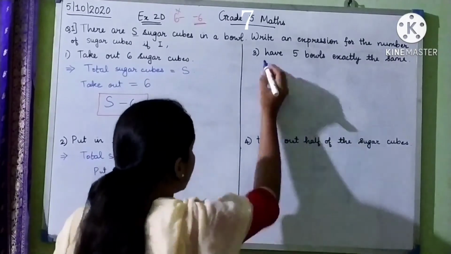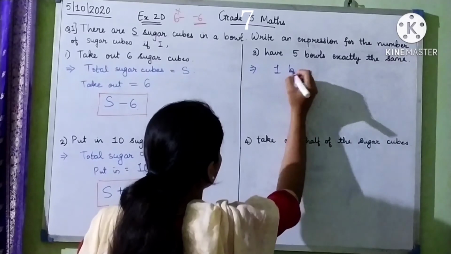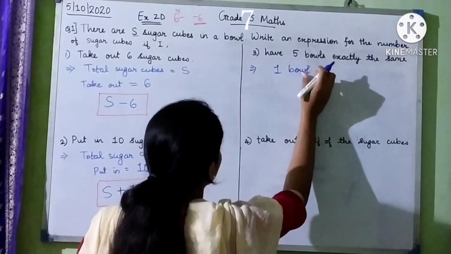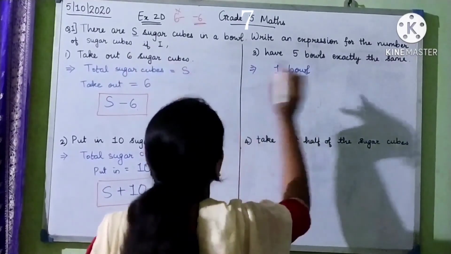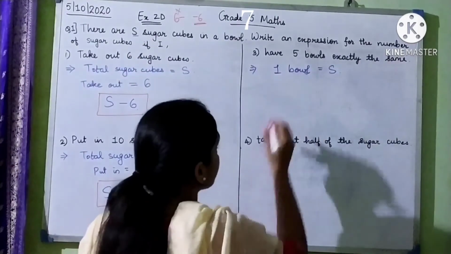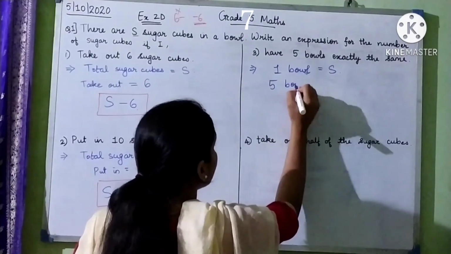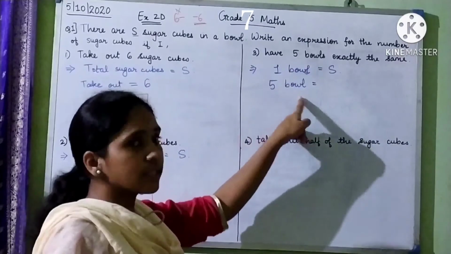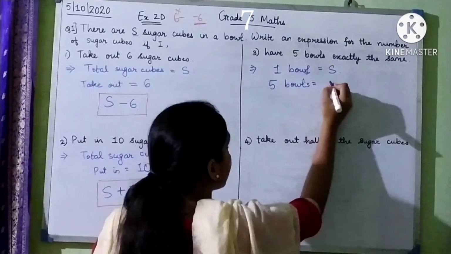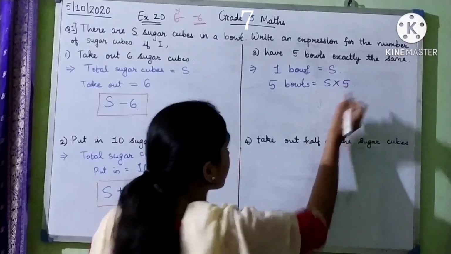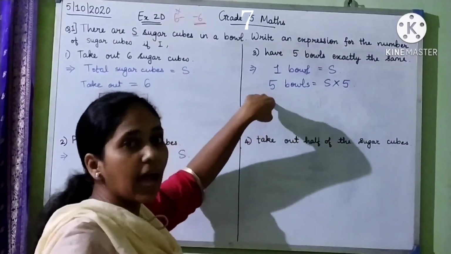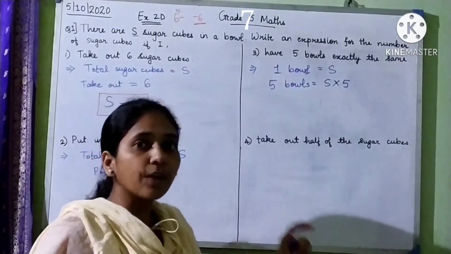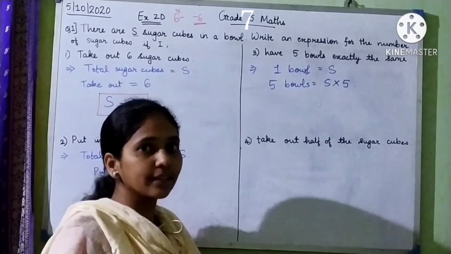So in one bowl, how many sugar cubes are there? In one bowl there are S sugar cubes. So in 5 bowls, how many would be there? See, if for 1 it is S, then for 5 bowls it will be S into 5, right? S multiplied by 5. Here we have to not add 5. We have to multiply this by 5, because in total in 5 bowls, how many sugar cubes would be there? That we have to find.